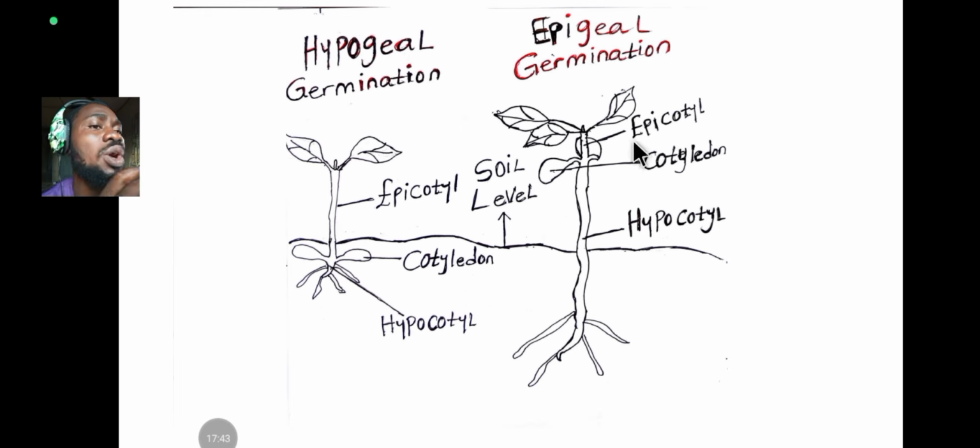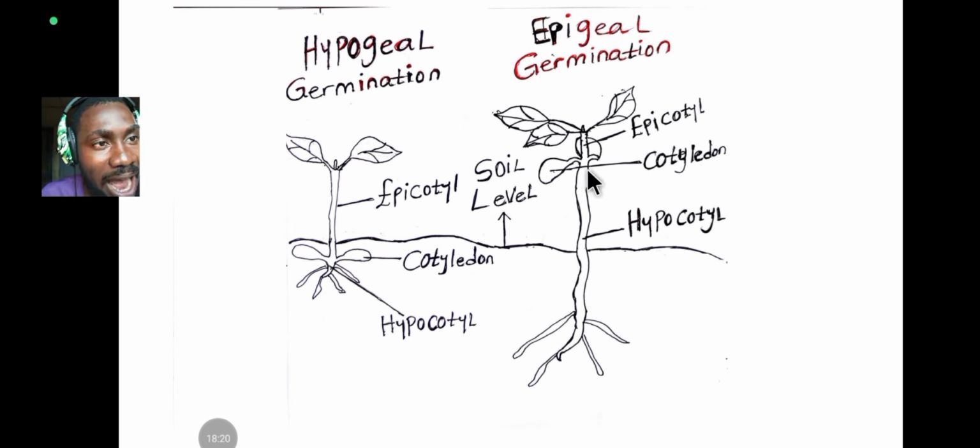Then epigeal germination, on the other hand, epi means out. G means the cotyledon. So the cotyledon comes out of the soil. Okay, it comes out of the soil. That's epigeal germination. And what happens? So instead of epicotyl elongating, like in hypogeal germination, it is now the hypocotyl that is elongating. Okay, so the hypocotyl elongates, and as the hypocotyl elongates, it pushes the cotyledon outside the soil. So it pushes the cotyledon out of the soil.